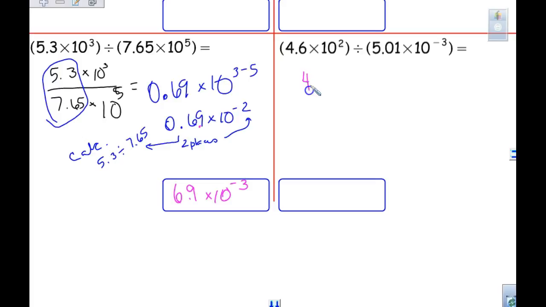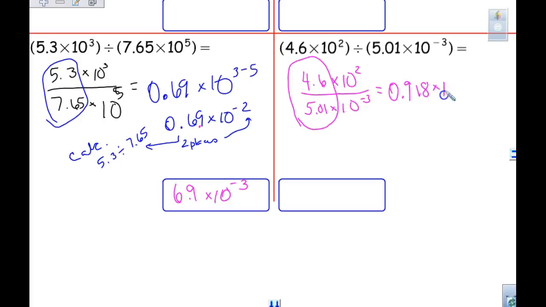Please put this one in your calculator, or write it this way. 4.6 times 10 to the second divided by 5.01 times 10 to the negative 3. And those of you who don't have your calculator, I am okay with you using your device and using a calculator on there also. So, first thing we're going to do is divide these 2 numbers. When we divide those, Ellie, did you get an answer? 0.918.